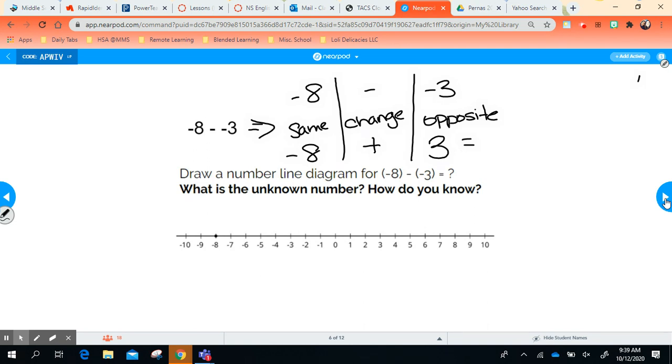So you're going to notice when you see this on your work, you always start at 0, right? So I'm going to start at 0 and I'm going to go to -8. So I go to -8, I put a dot. Now I'm going to do +3. If I'm doing +3, am I going to keep going to the left or am I going to go to the right? To the right. So I'm going to do 1, 2, 3, and my answer is -5.